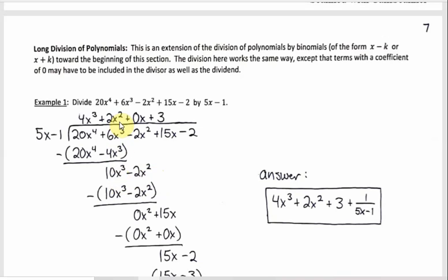X squared times x will give you the x cubed. So there's the 10x cubed. And then 2x squared times 1 is 2x squared. You subtract that line out. Well, you're left with nothing, right? Both of these subtract out entirely.